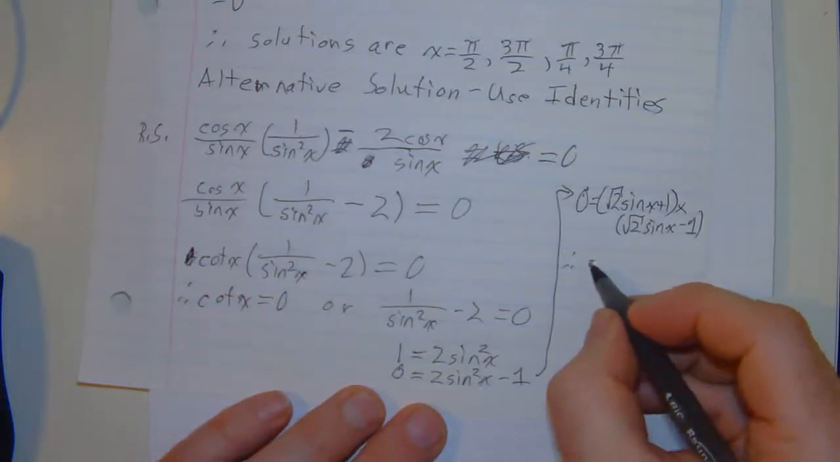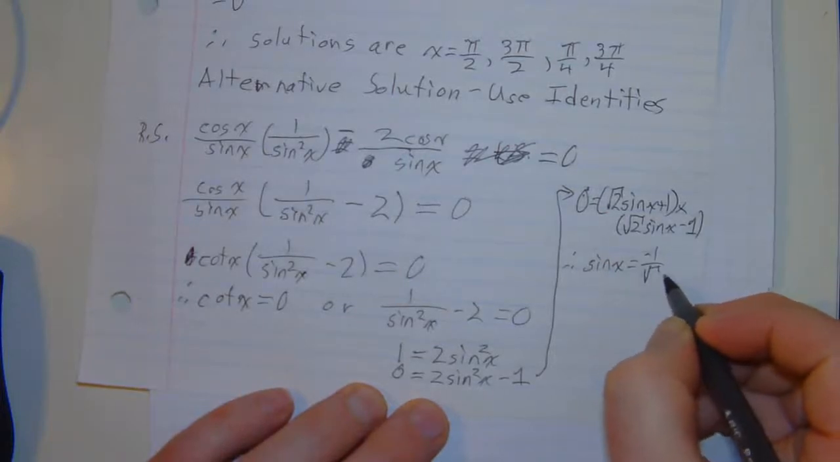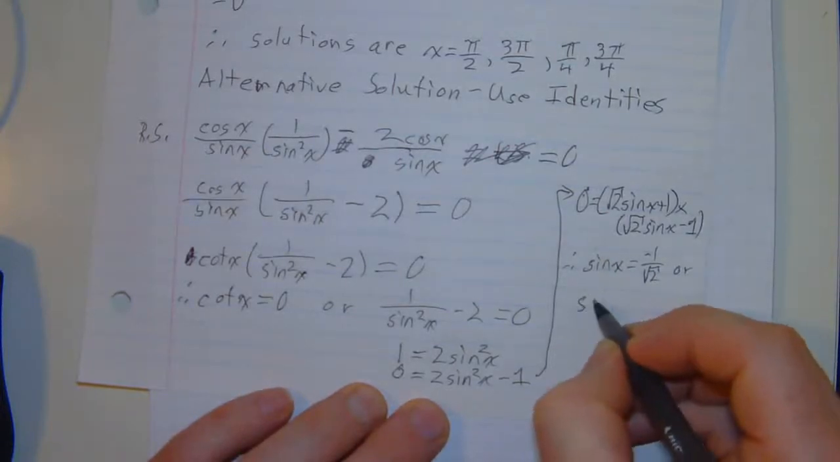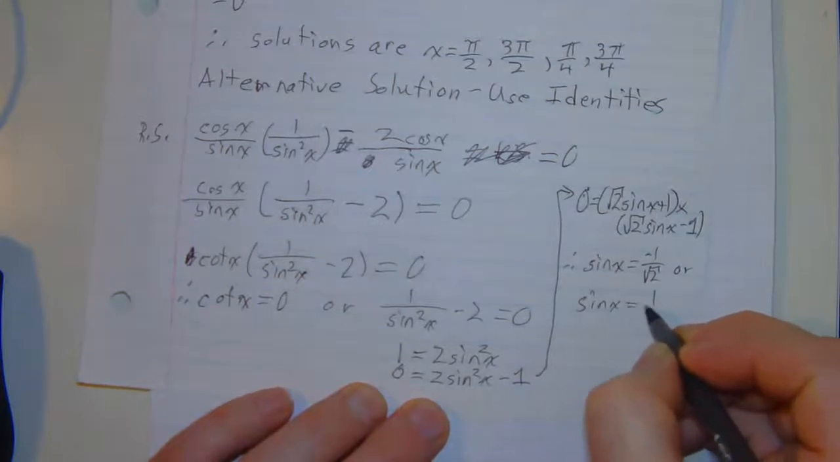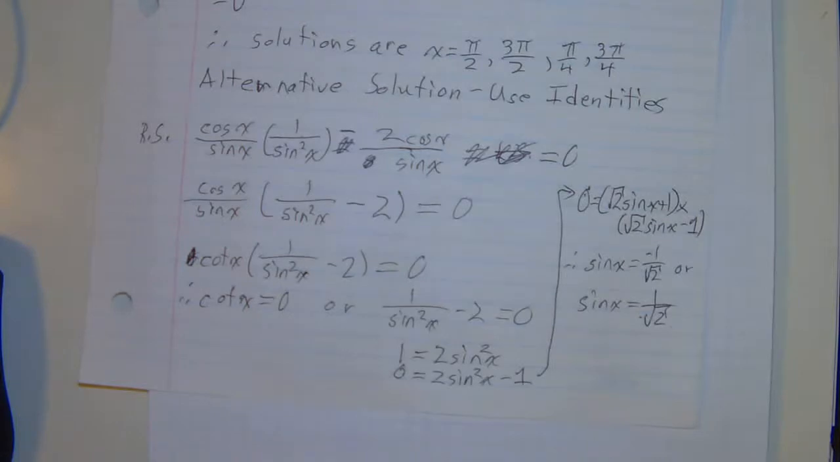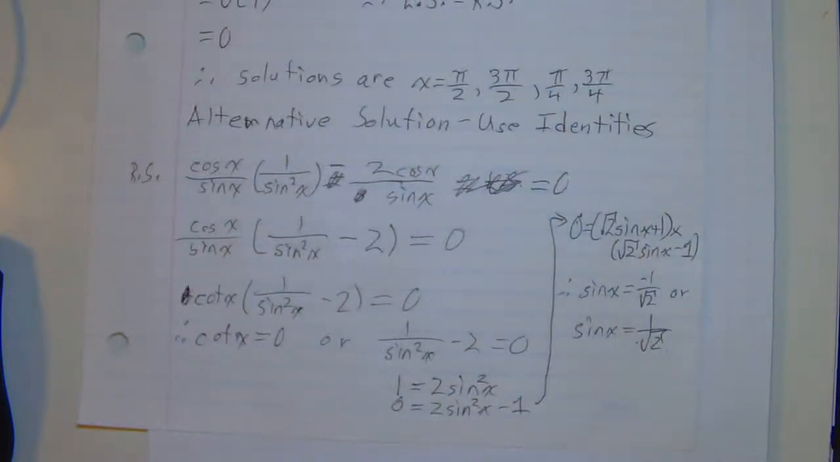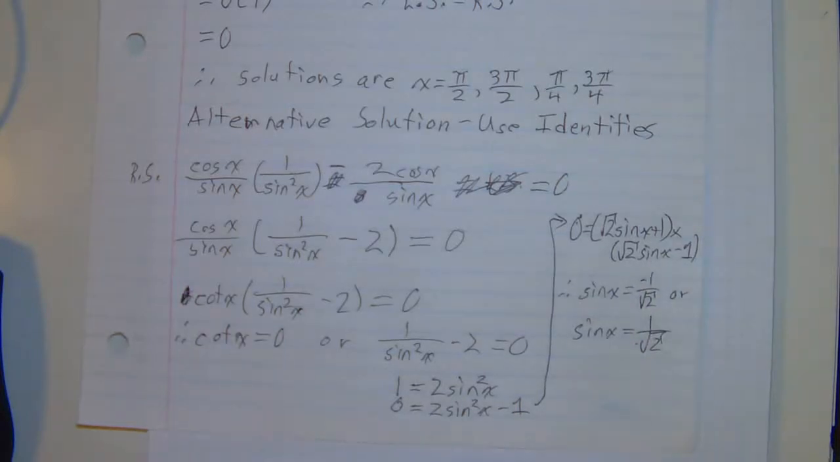Setting each equal to 0, we'll get sine x equals -1 over root 2, or sine x equals 1 over root 2, and I'll let you finish it off from there, and you'll see that we get the same final answers that we got to the previous one if we work through this and we work through this. So hopefully that gives you a couple different ways to look at it.